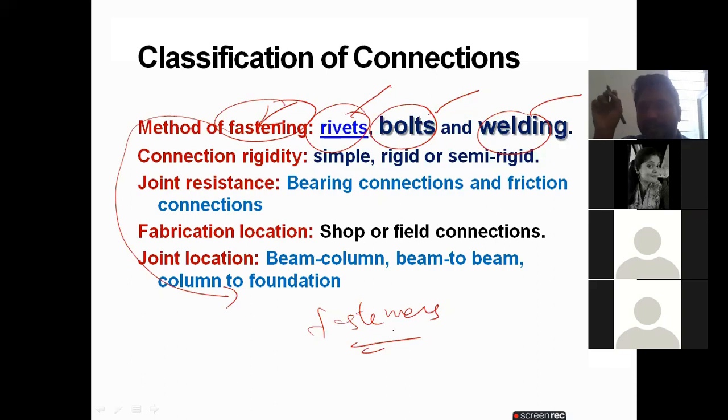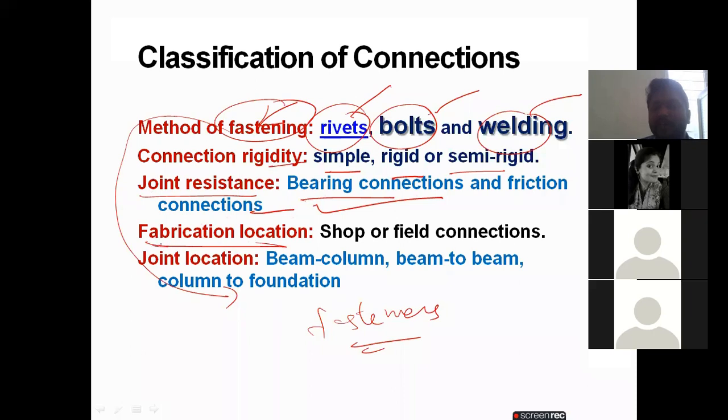We have three types of classification of connection. The connection rigidity is simple, rigid and semi-rigid. Joint resistance is bearing connections and friction connections. Fabrication location is whether it is in the shop or a field connection. That means they will prepare the bolts in the shop, but coming to the welded connection, directly at the site they will weld the two joints wherever the two joints are there.